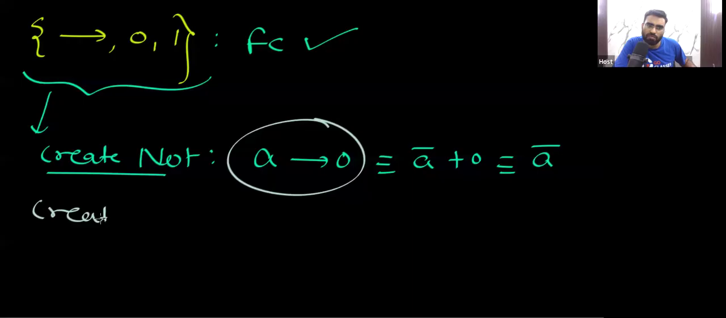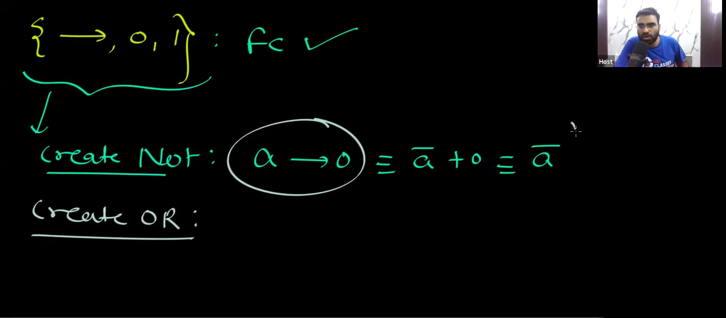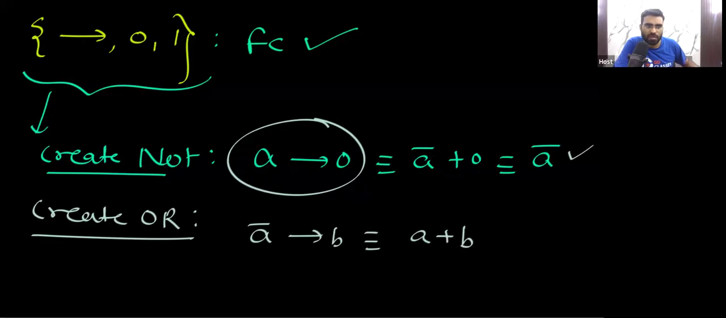Can you create OR? I already have A bar, right? Yes or no? I already have A bar, so I already have A. So I can create OR. This will give me A or B. Okay, so I can create NOT and I can create OR. So this is functionally complete. Is this clear? Let me know.